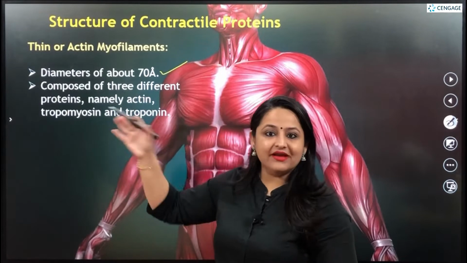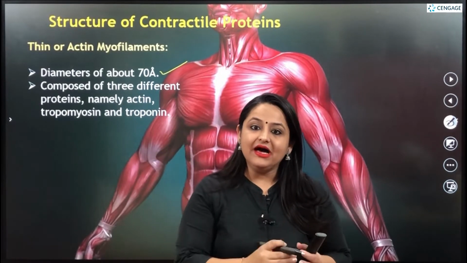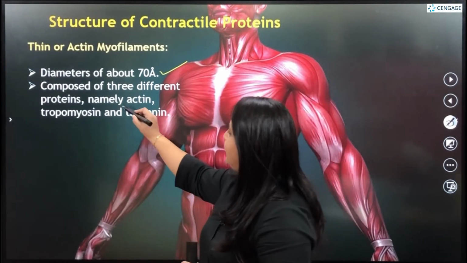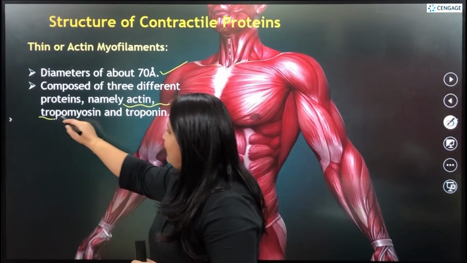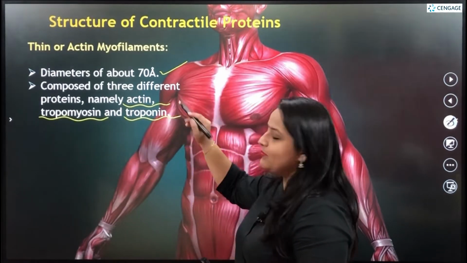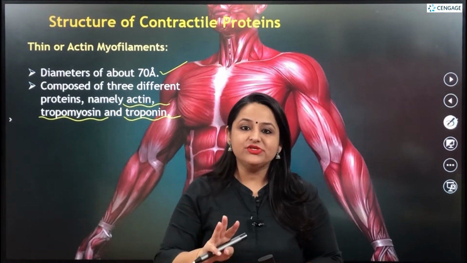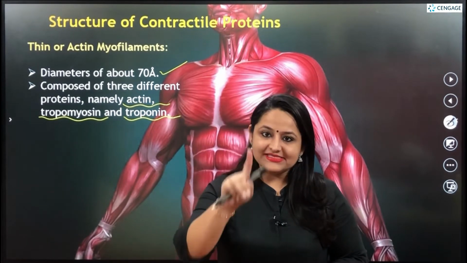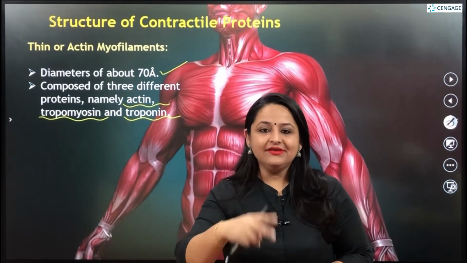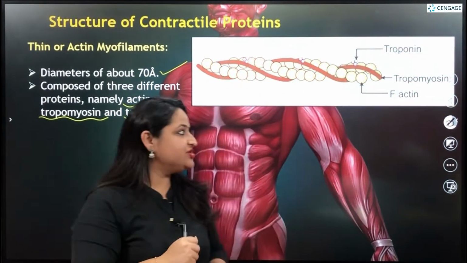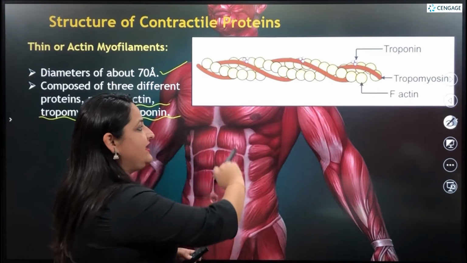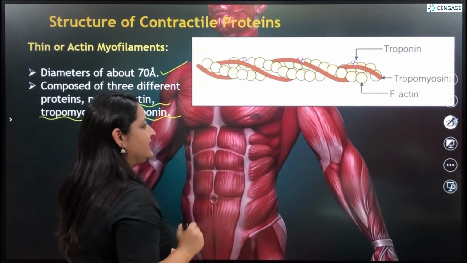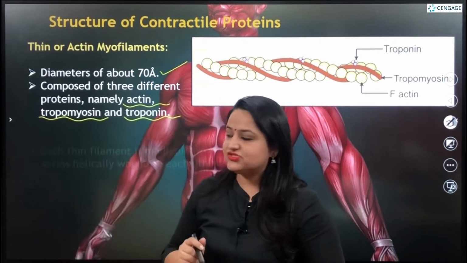Each actin myofilament, that is the thin myofilament we were talking about, is made up of 3 types of proteins. The major one being actin, then tropomyosin, and there is troponin. So these are the 3 types of proteins present in the actin myofilament, or the thin myofilament. This is a picture in which the 3 types of proteins are arranged to form the complete thin myofilament. So now let's study the structure.